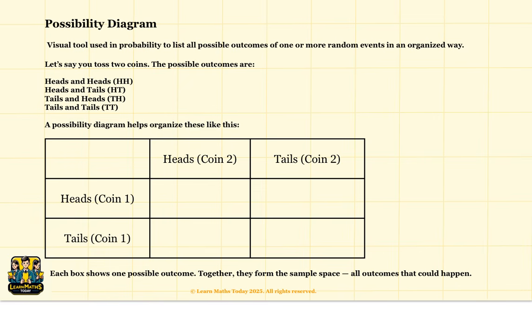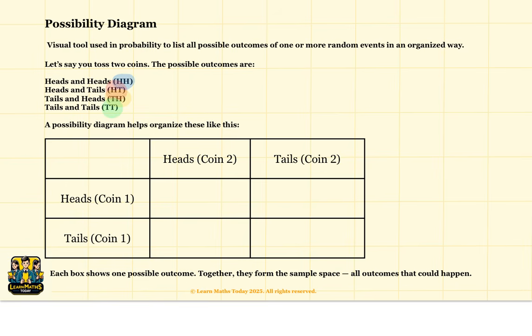Let's look at a simple example of tossing two coins. When we toss two coins, here are the possible outcomes. Head and head give you HH. Head and tail give you HT. Tail and head give you TH. And tail and tail give you TT.